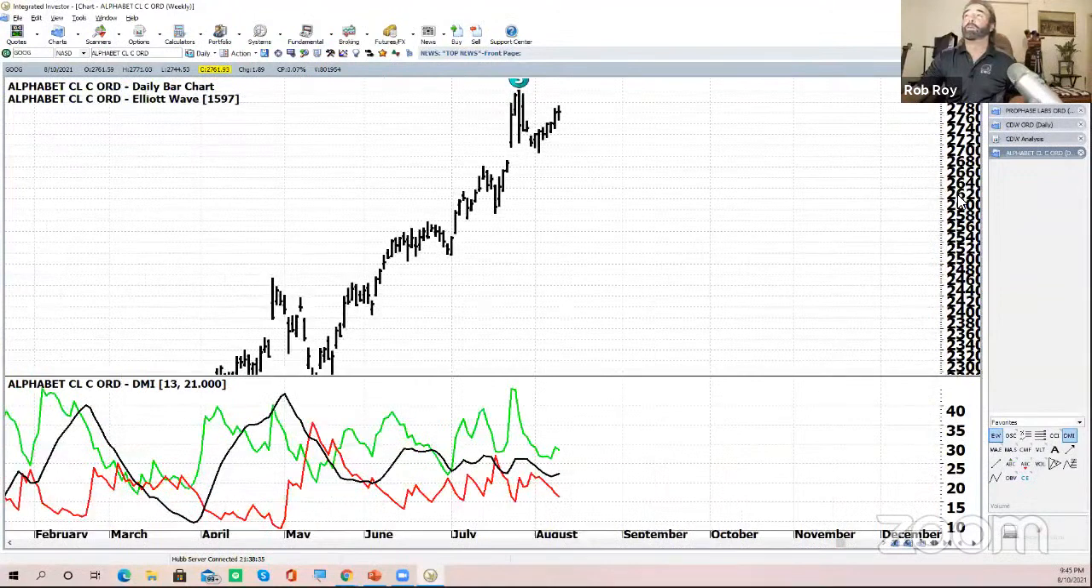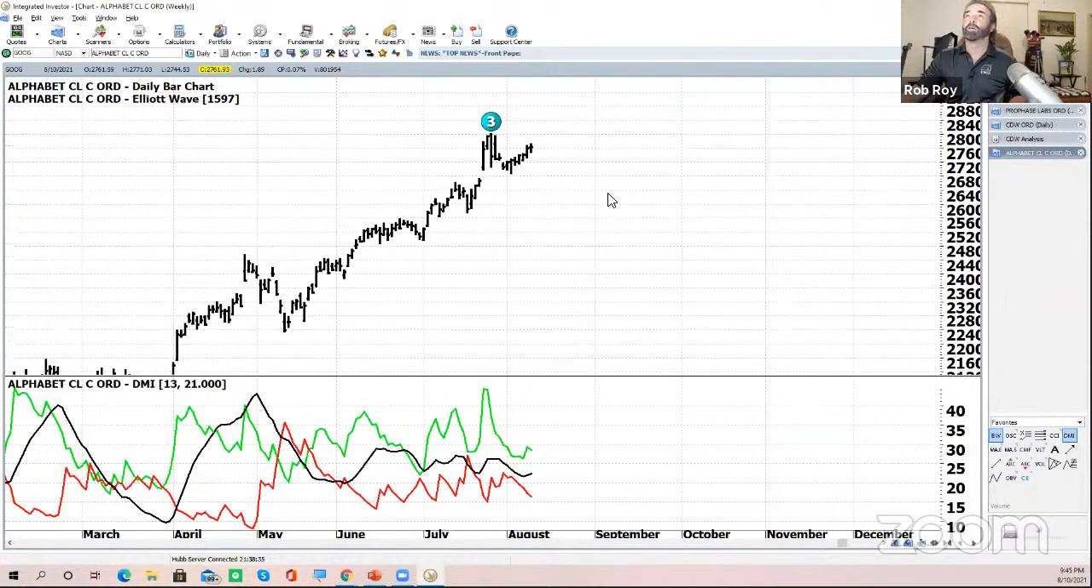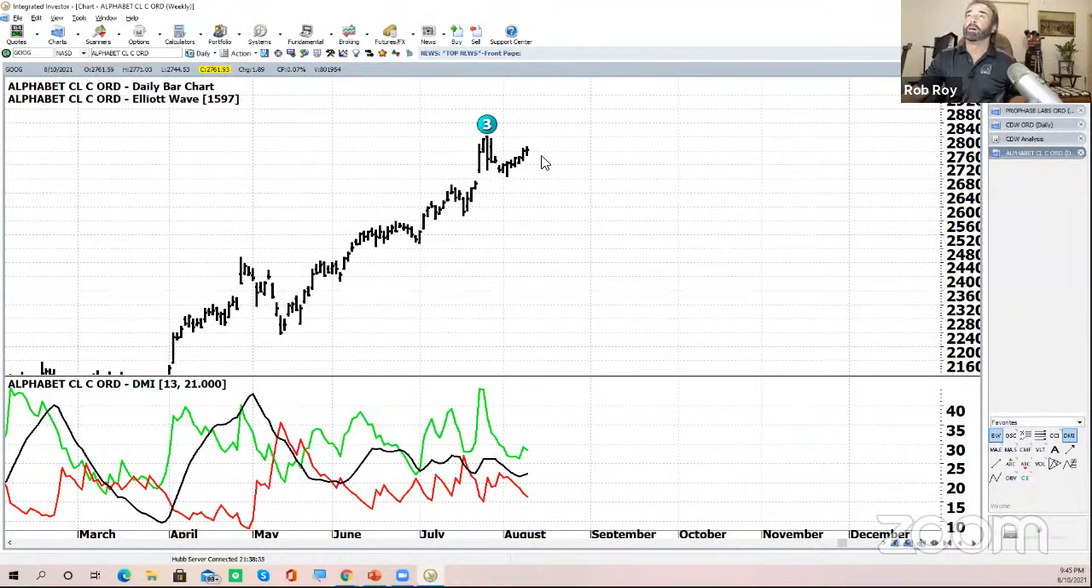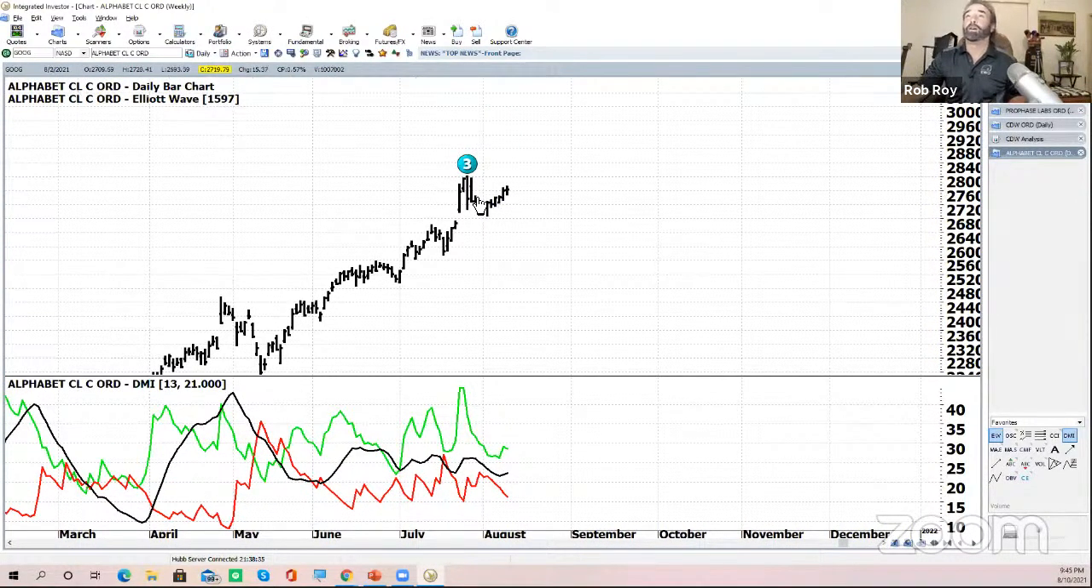Then a wave 3, pretty good looking DMI. I would have liked to have seen if we were going to have a little pause here, the ADX maybe come back to 20 and reset, but it's hung in there. Little bit of a tick down on the positive directional indicator with the doji today. If you wanted to be safe here, you could let it break that wave 3 high.